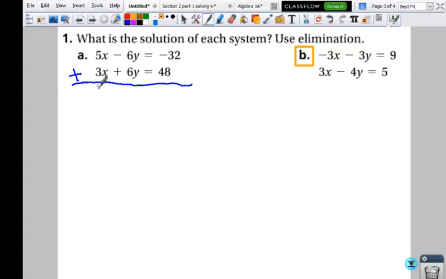So when I add straight down, Susie, what's 5x plus 3x? Yep, 8x, right? Alright, Robert, what do I get when I do negative 6y plus 6y? You get y. We're close. What's negative 6 plus 6? That's 0. If I have 0 y, do I have any y's? No. Remember, it was eliminated. Okay, good.